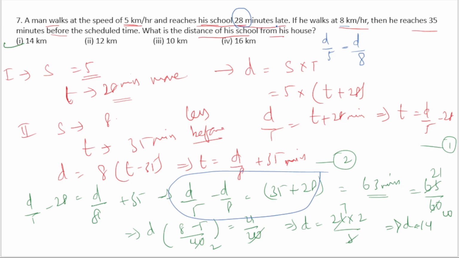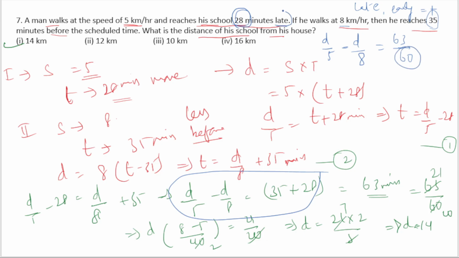So in one case it is late and in another case it is early. If in one case it is late and in another case it is early, then we have to add the time. We have to add the 28 minutes and 35 minutes. This is equal to 28 plus 35. It is 63 divided by 60. Why divided by 60? Because we have to convert this into hours.